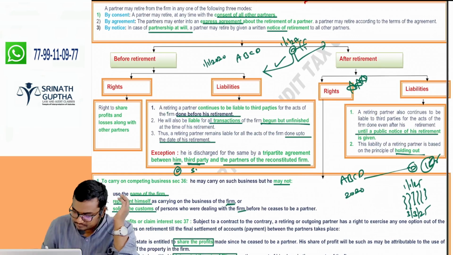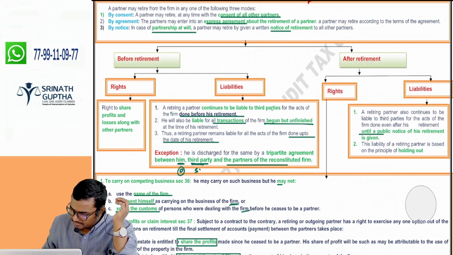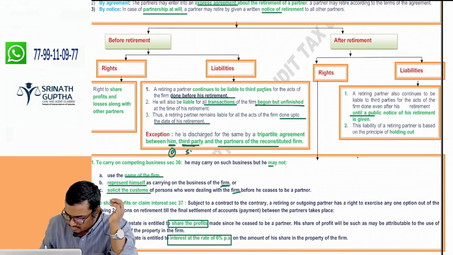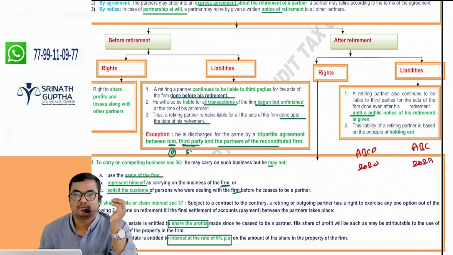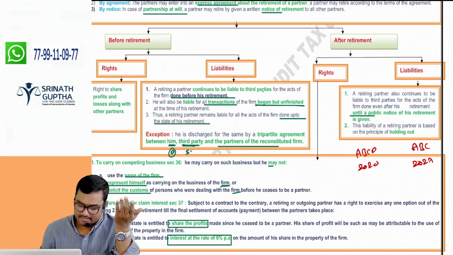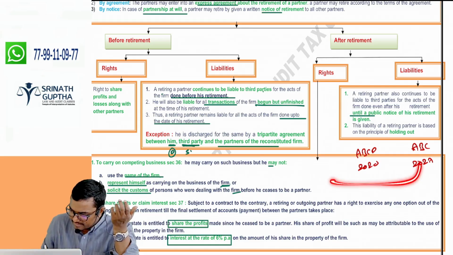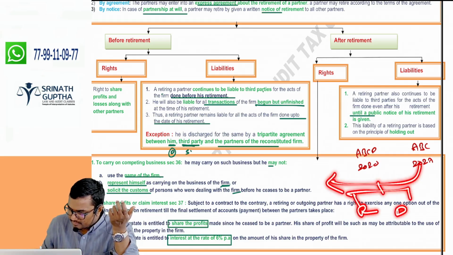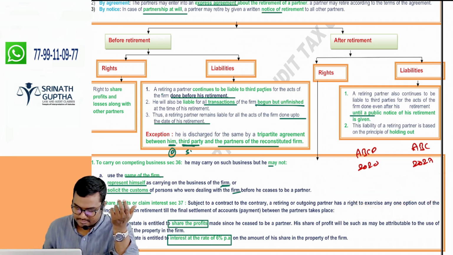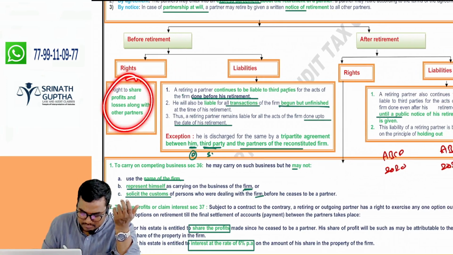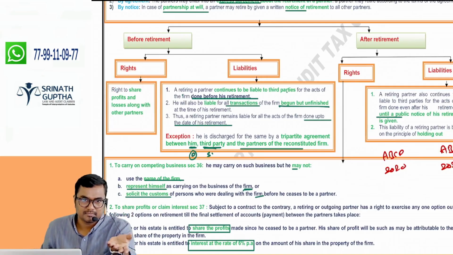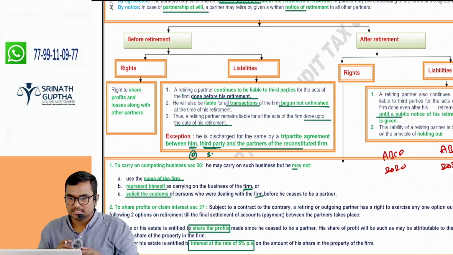For example, there is a partnership firm ABCD and Associates, created in 2020. In 2027, D is retiring. The firm will become ABC owned because he is retiring. So before retirement, partner rights and duties; after retirement, partner rights and duties. Before retirement, he has the right to share the profits and losses along with other partners as per his profit sharing ratio.